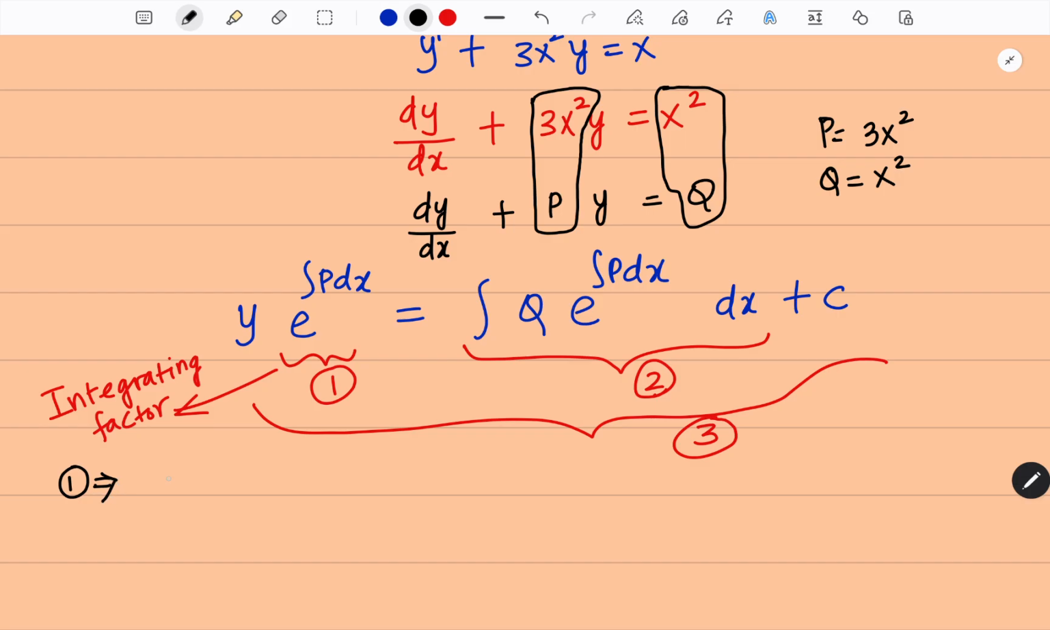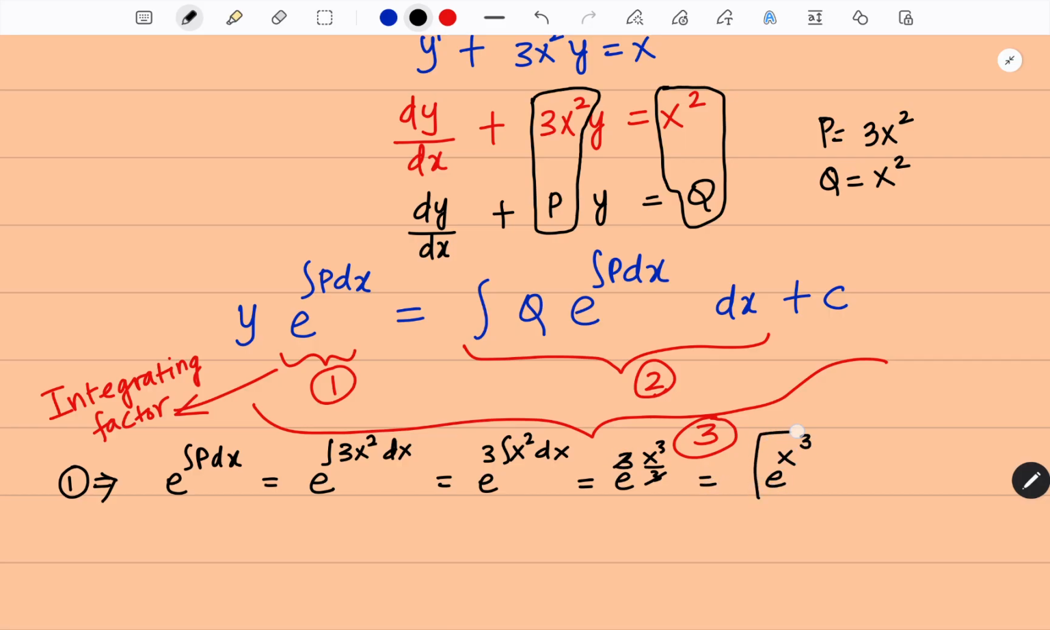Step number 1 is e to the power of integral p dx, which is equal to e to the power of integral... Okay, what's your p? Your p is 3x square dx. This is equal to e to the power of 3 will come out, integral x square dx. This equals e to the power of 3 times x square integration, which is x cube by 3. The 3 gets cancelled. So this is e to the power of x cube. Okay, this is what? E to the power of x cube.